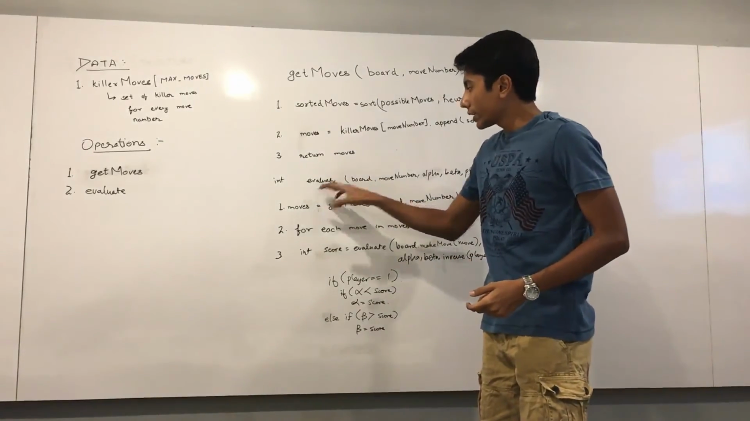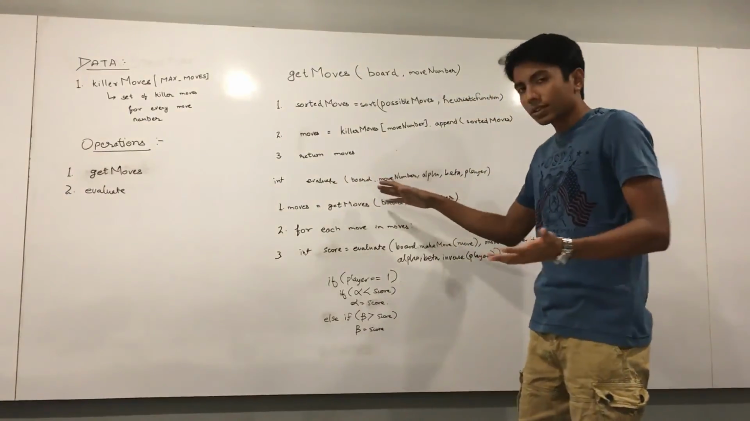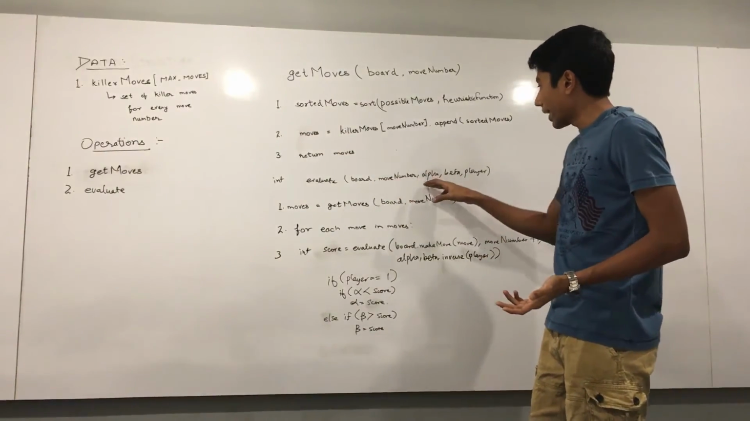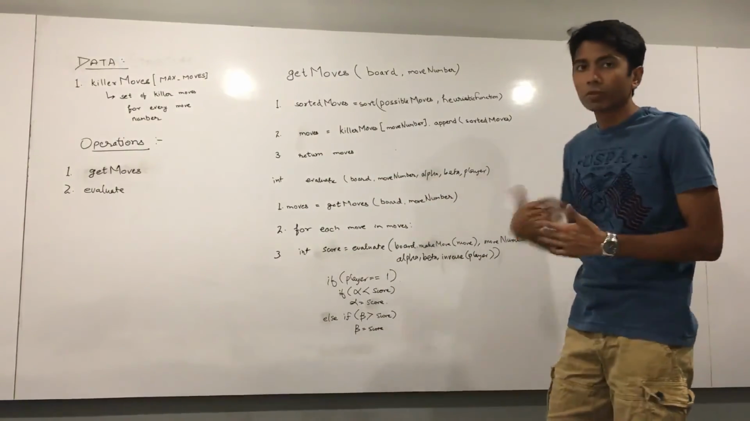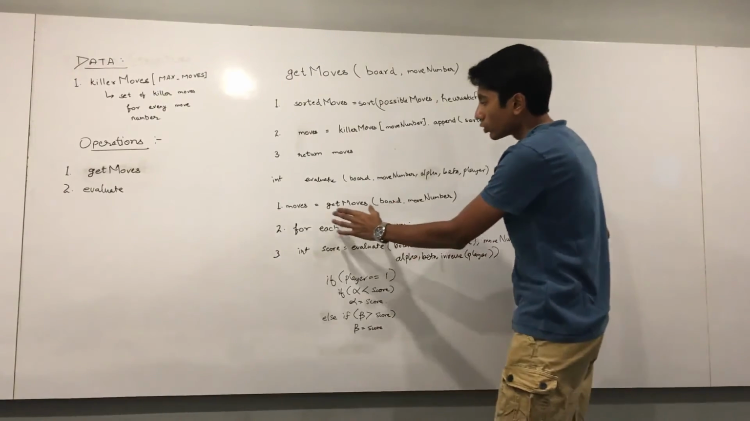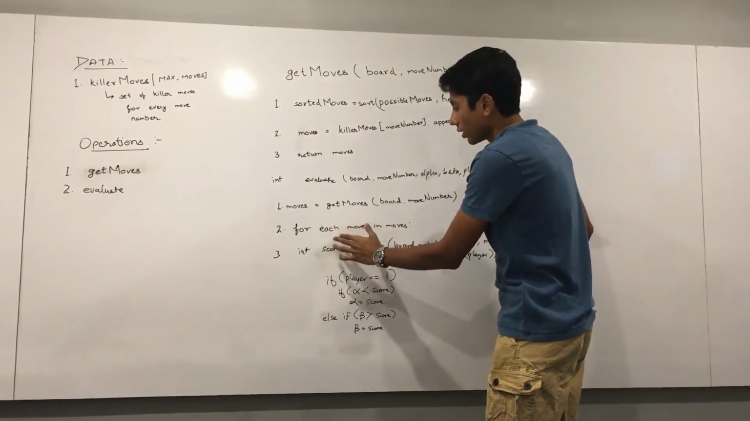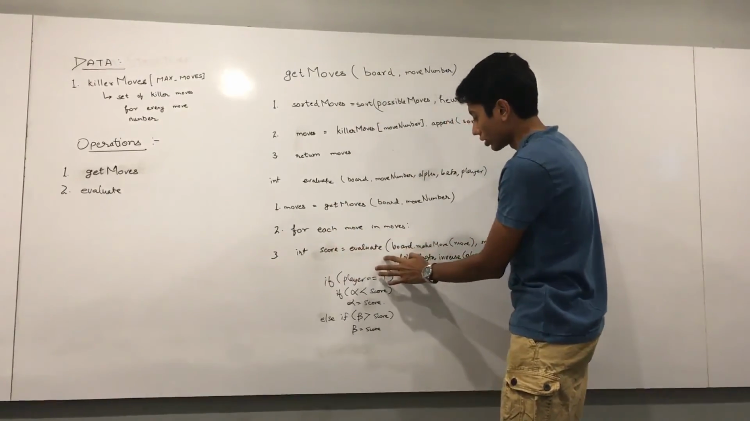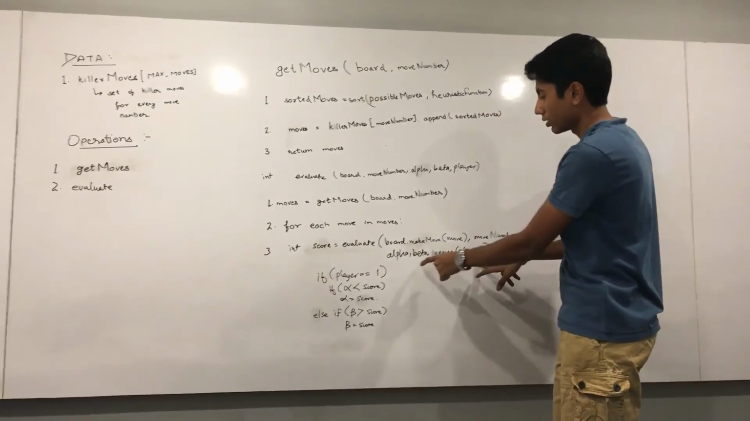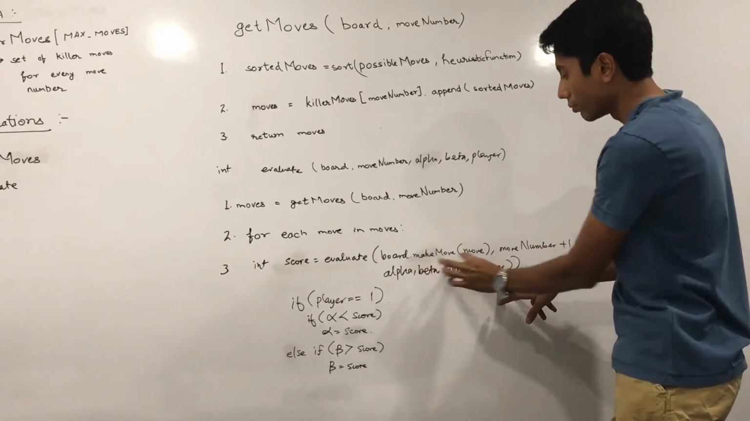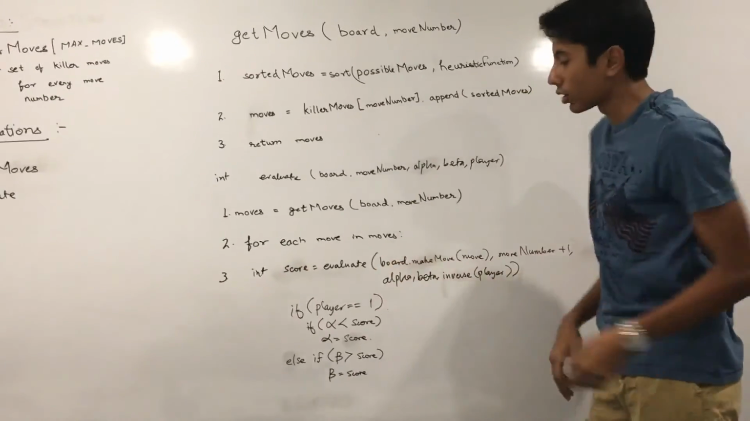On the other hand, evaluate in alpha beta is a little more complicated. There's a board, a move number, and these 2 parameters that you pass in along with which player is making this move. So you get the moves like we discussed earlier. For each move, you compute a score for the other player with the same alpha beta, but you make the move on that board and then you compute the score.